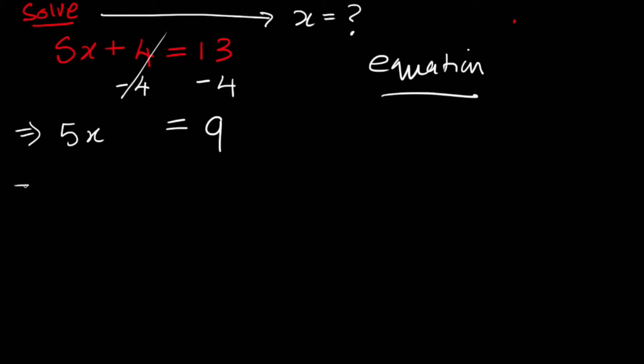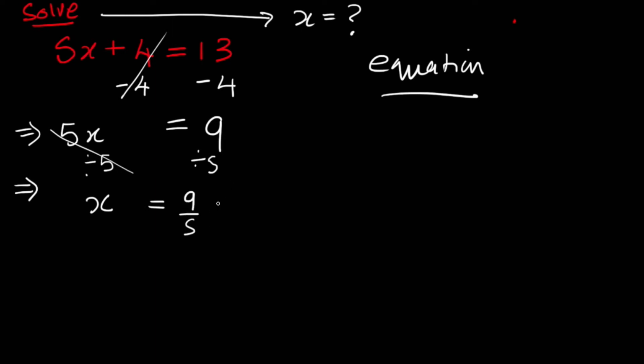Now, what do you think I should do next? Divide it by 5, both sides, because 5 times x, so the inverse is divide. Divide by 5 both sides. So 5 divided by 5 is what? What's 5 divided by 5? 1. 1x. So we don't bother writing 1x, we write x equals 9 over 5.